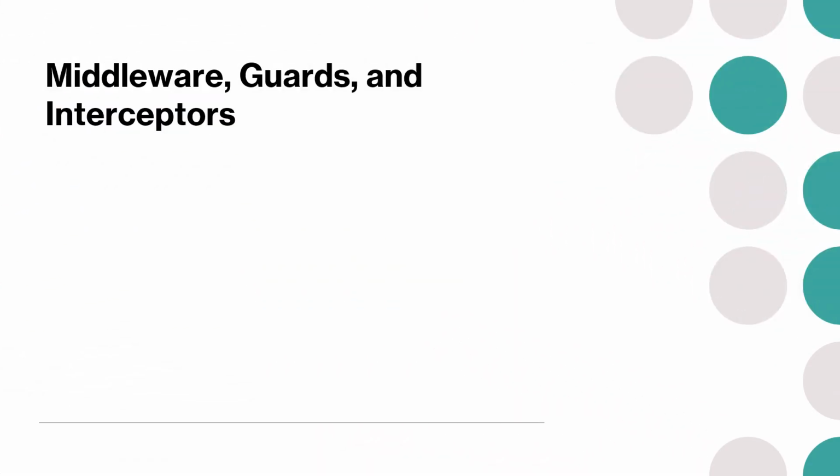Middleware, guards, and interceptors. The secret sauce of Nest.js, middleware and utilities. Middleware intercepts requests before they reach a controller. This is perfect for logging, authentication checks, or modifying requests. You write middleware as functions or classes and apply them globally or to specific routes.